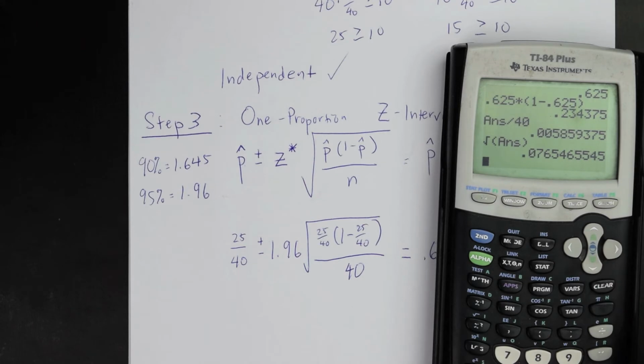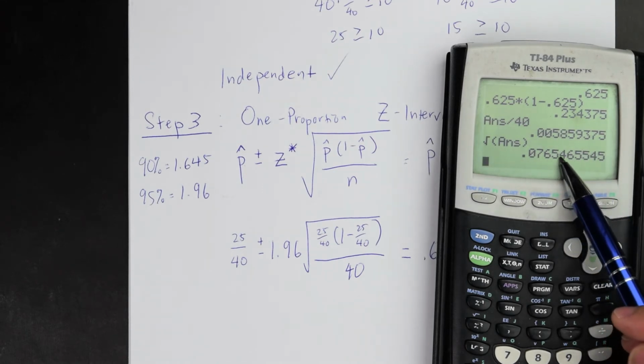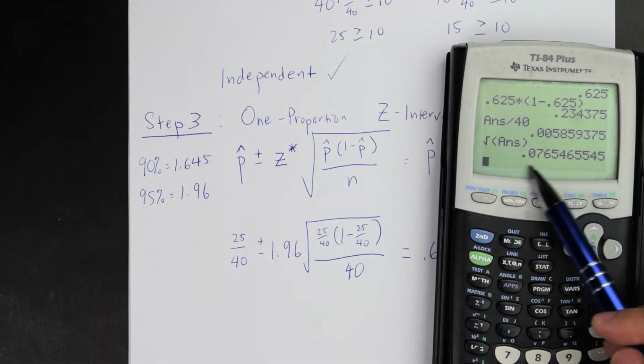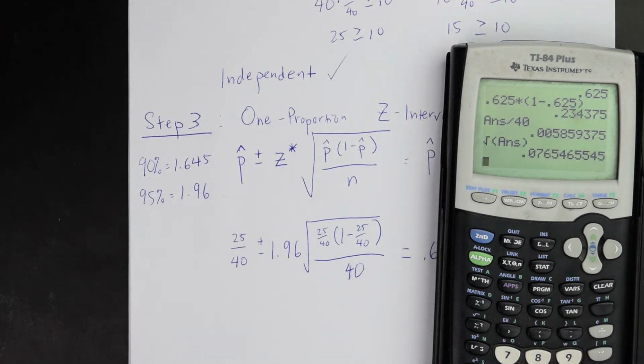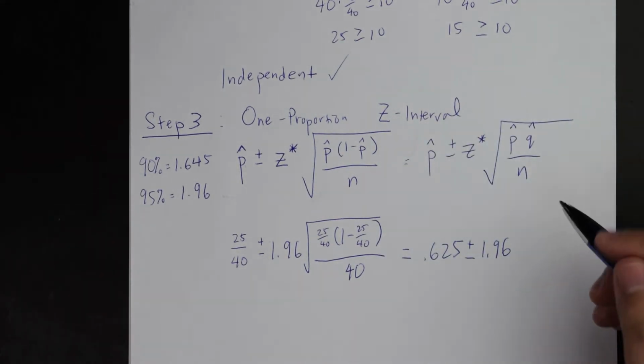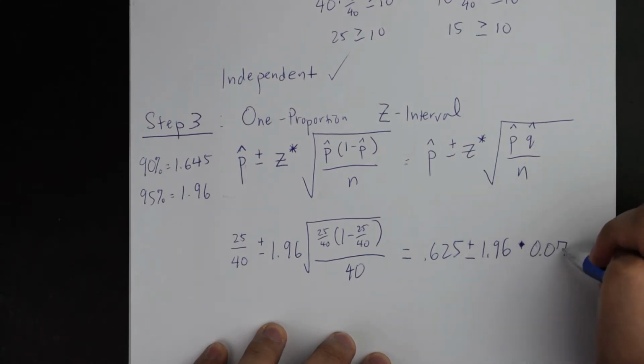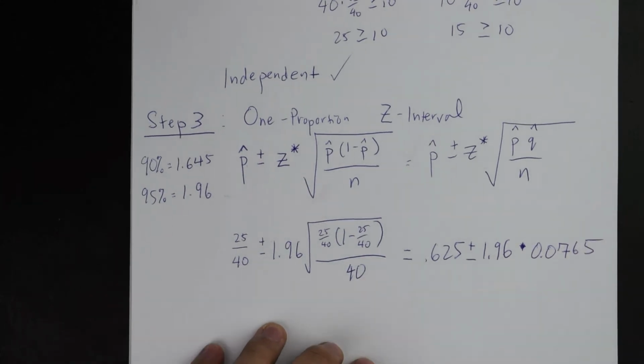It is 0.07654. I don't need to use all the decimal places. I could go up to like 3 or 4. I usually err on the 4th one just for accuracy purposes. And since I am doing this for accuracy purposes, I'm going to go ahead and write that down right now. It's going to be 1.96 times 0.0765, and I'm going to stop right there.